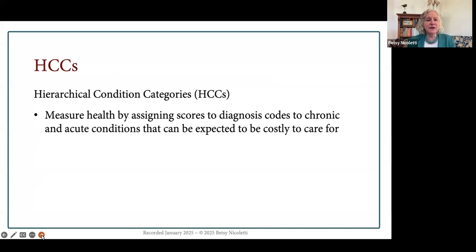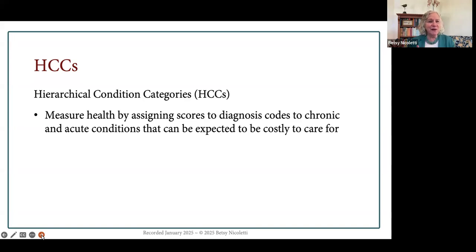So Medicare developed hierarchical condition categories, HCCs, and it's what Medicare and many other payers use. It measures health by assigning scores to certain diagnosis codes. Not all of them, maybe about 10% of the diagnosis codes have a score. And that score can be high or low depending on what Medicare believes will be the expected cost to care for that patient in the next year.